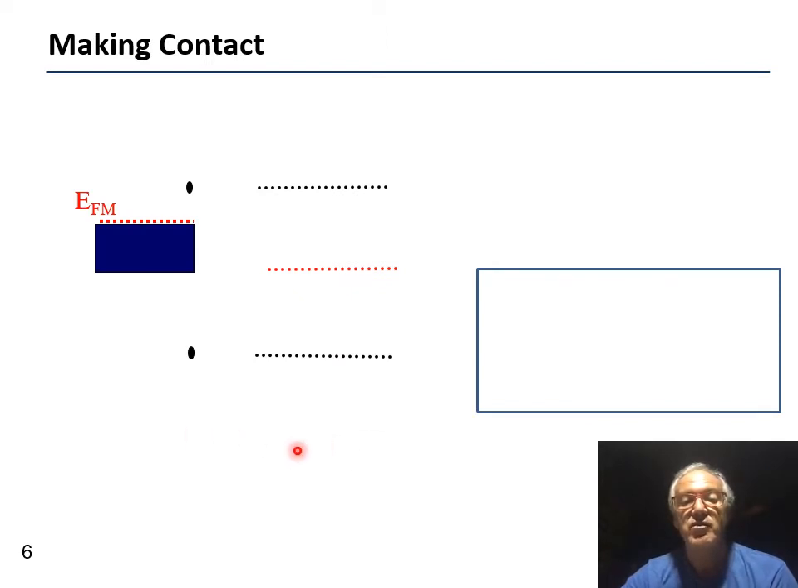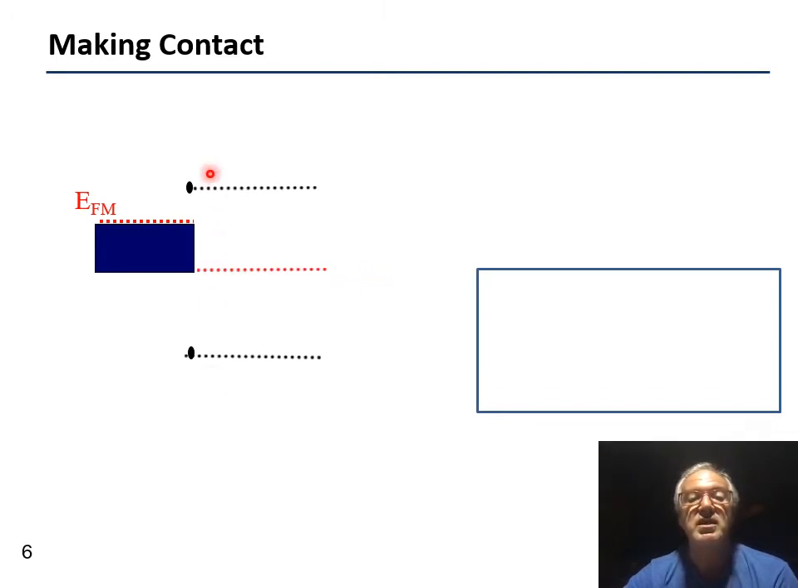So let's remind ourselves what happens when we have a metal which has a given work function, and a semiconductor, which in this case has the Fermi level somewhere close to the middle. And we are going to make a contact between these two. So we see that at the interface itself, there is a perfect alignment between the levels of the semiconductor and the levels of the metal.